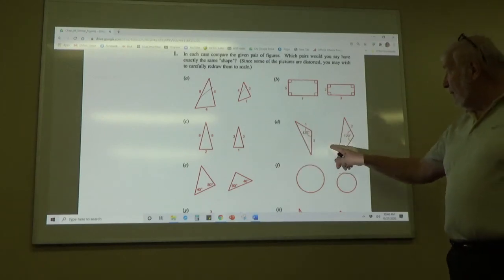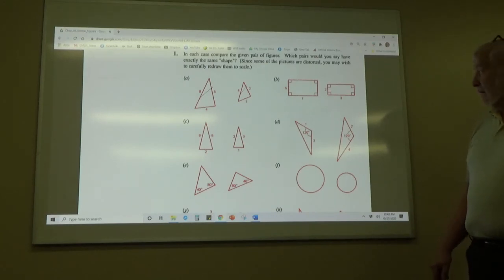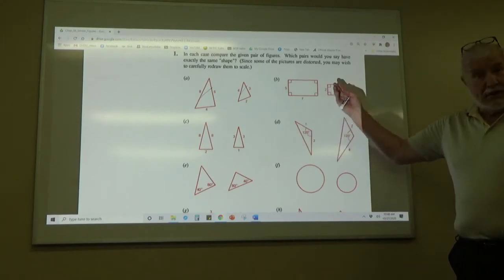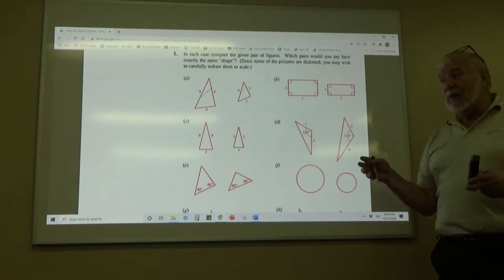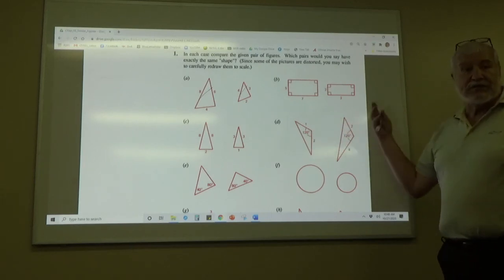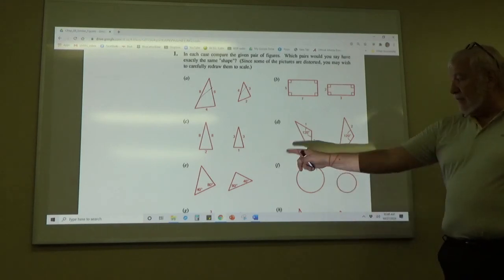Okay, now what about here? Yeah. Why? All right. If I take the long on the short, this is 4 divided by 2, which is 2. This is 2 divided by 1, right? And so, however you do it, the sides are proportional, right? And the angles are the same, so therefore, those are similar figures. All right. Now, what about the next one?